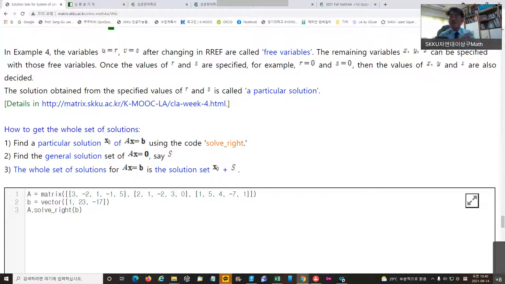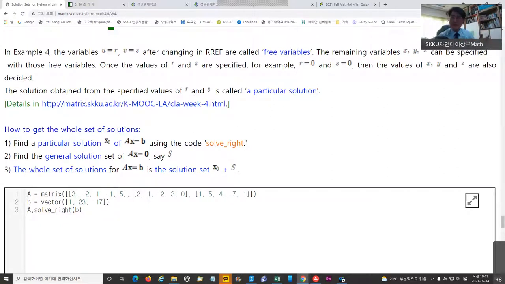All those solutions are called the least squares solution. If the system has a unique solution, the least squares solution that we are looking for is that unique solution. If we have infinitely many solutions, the least squares solution is the best possible solution among those. If there is no solution for AX = B, then the least squares solution is the solution that makes the error, the norm of AX minus B, the smallest, the least.